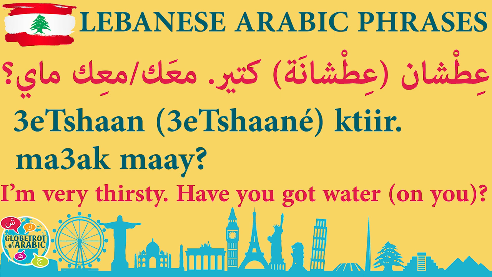You notice here I didn't say أنا عطشان كتير. أنا means I. But we can drop it in Arabic. So I can say أنا عطشان كتير or I can also say عطشان كتير without the أنا. The two sentences have the same meaning. أنا عطشان كتير. I'm very thirsty.